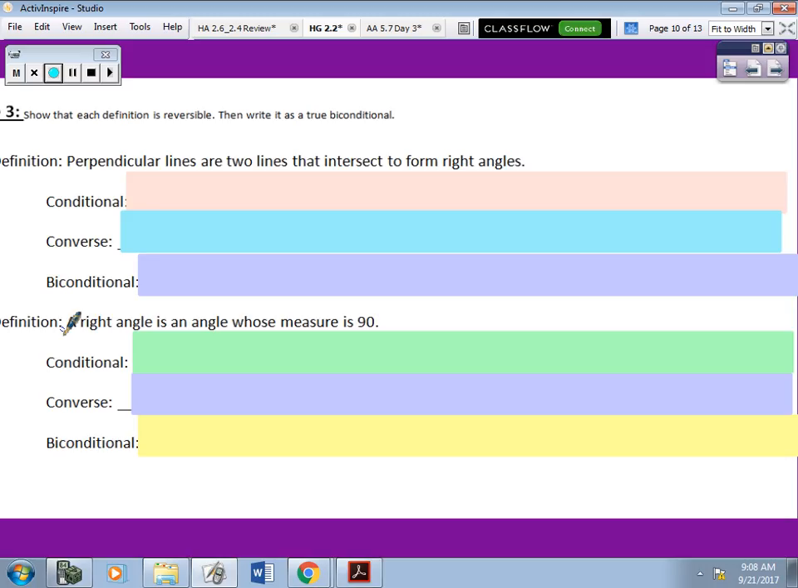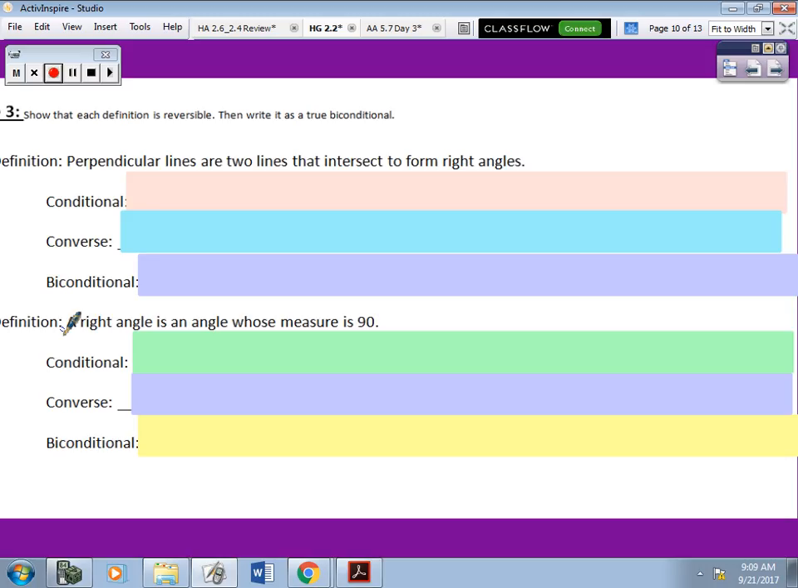So who could write that as a conditional statement for me? A conditional is our if, then. Who can write that as a conditional statement? We did this yesterday. Maddie? If an angle measures 90 degrees, then it's a right angle.